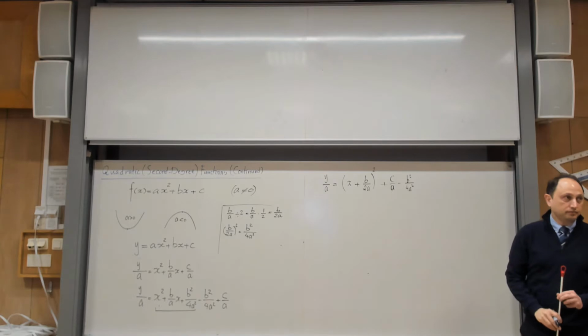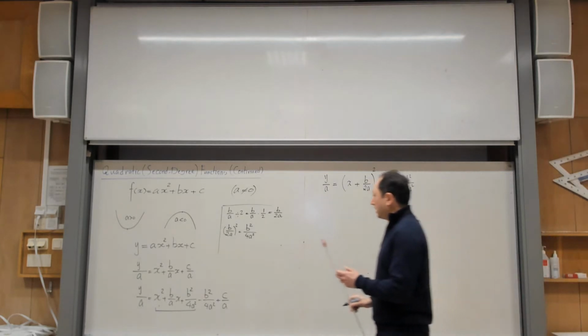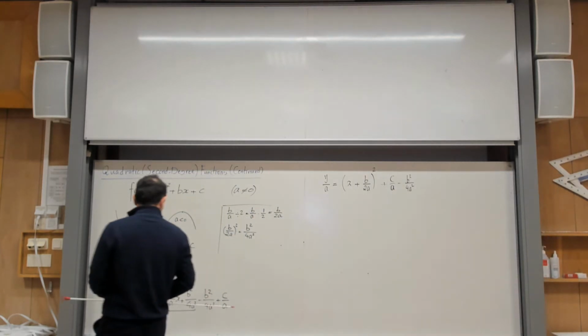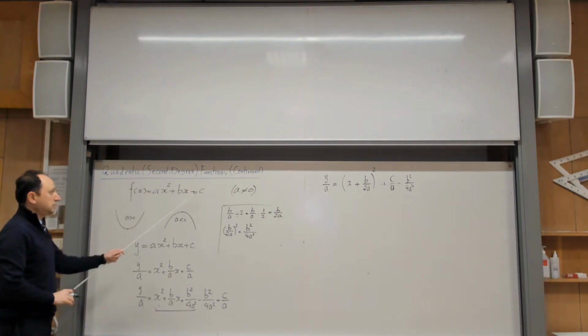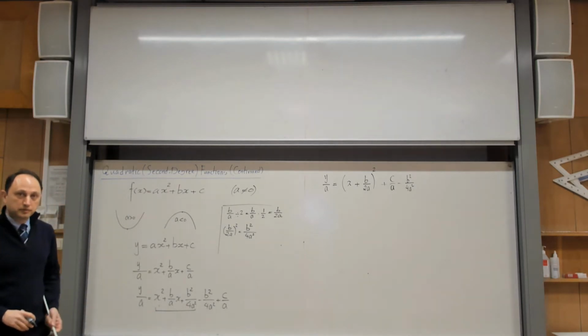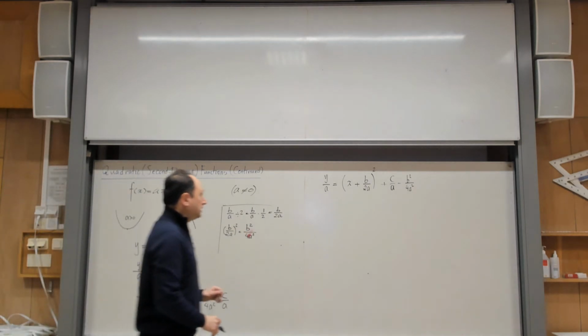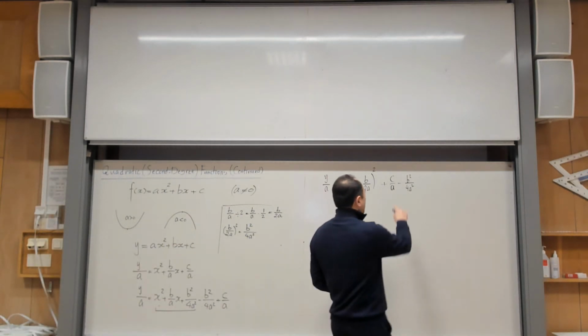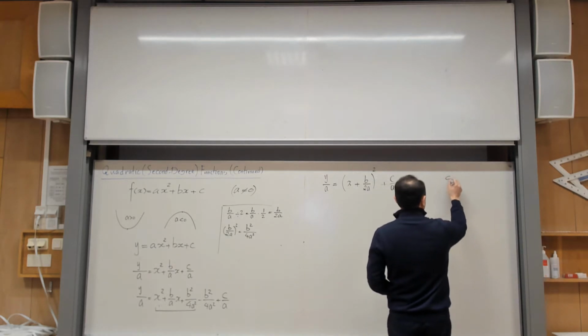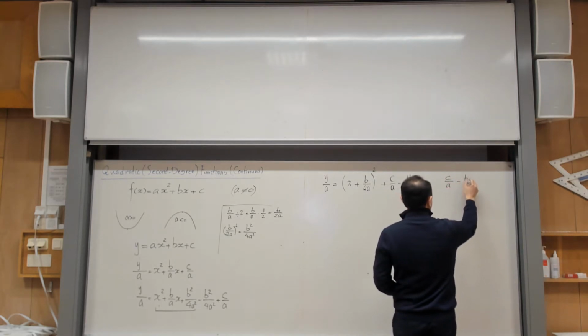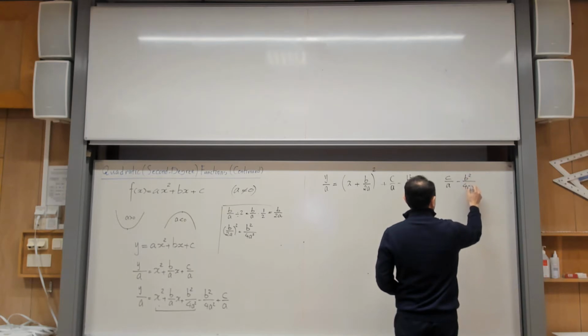I'm just following exactly the method that I described yesterday, but instead of working with numbers, I am working with letters, so that's algebra. Okay, and then I want to simplify this expression a little bit. So I go to scratch paper: c over a minus b squared over 4a squared.